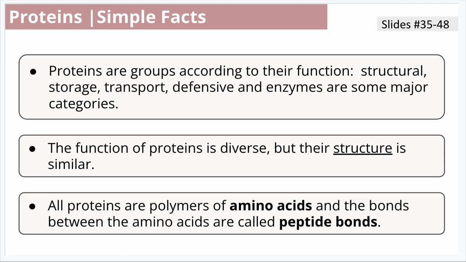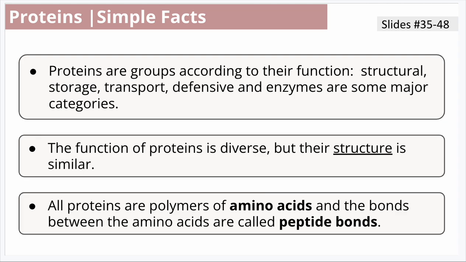The molecule that we're going to look at a little bit more in depth is proteins. So here are just some simple facts about proteins. They are grouped according to their function. Some are structural, some do storage, transport, defense, and enzymes. Those are just some major categories of proteins. The function of proteins is diverse, but their structure is very similar.